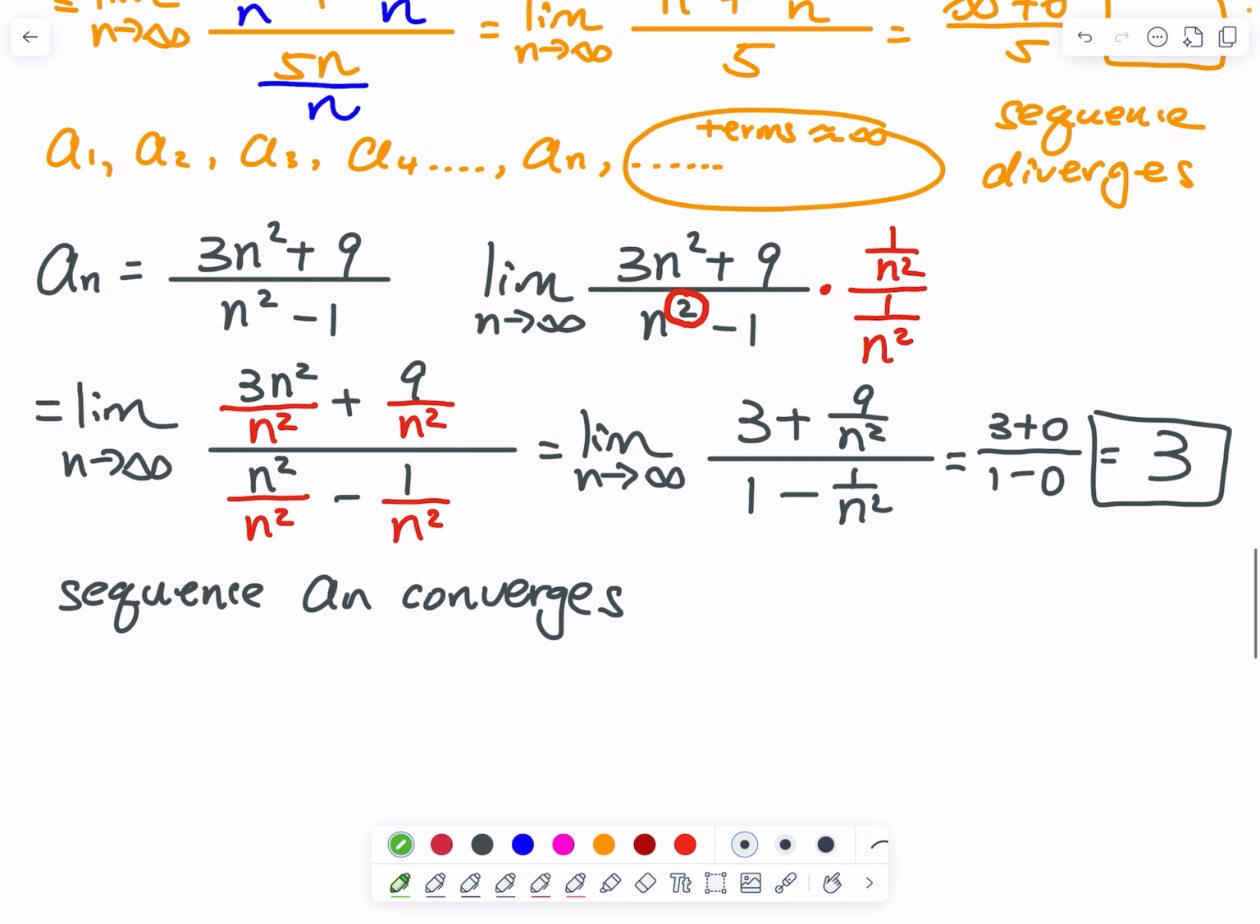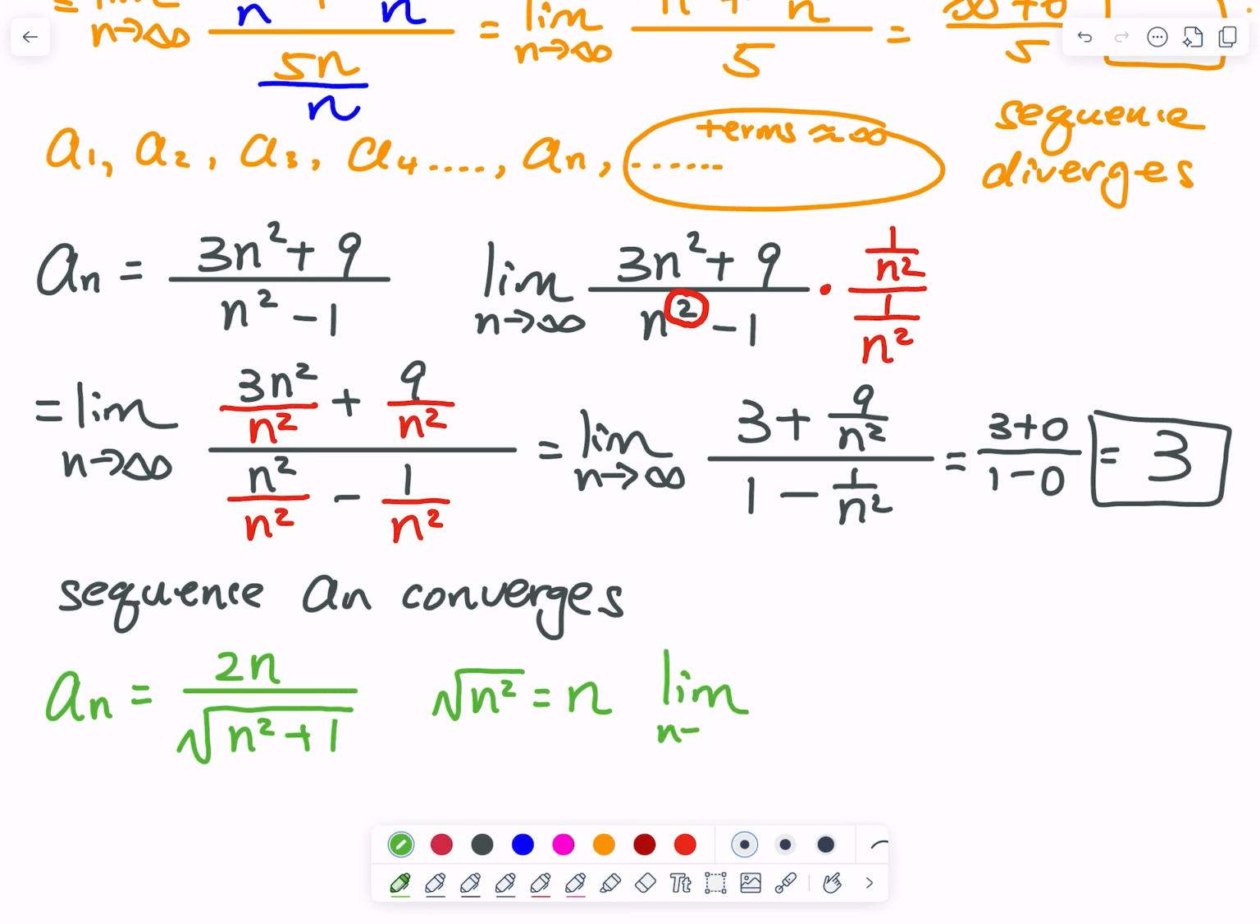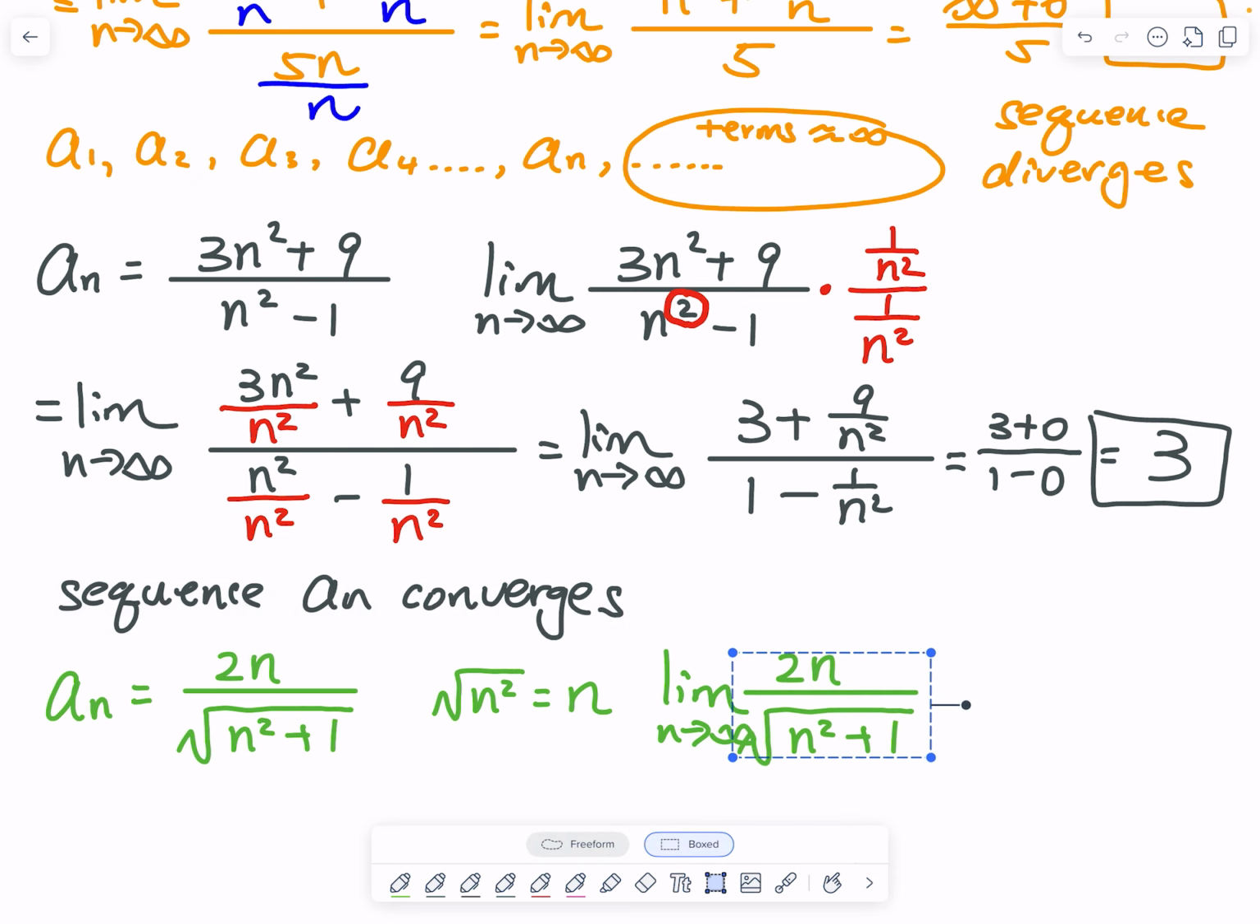Okay, next problem. I have a_n equals 2n divided by, this time, what if I put the denominator inside a square root? And then this one, I see that the highest degree is n squared, right? And I also know that the square root of n squared is equal to n. So what I am going to do is take the limit as n approaches infinity, and I will just copy this sequence.